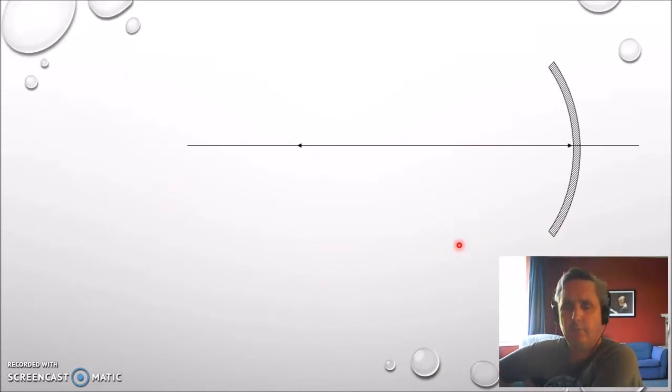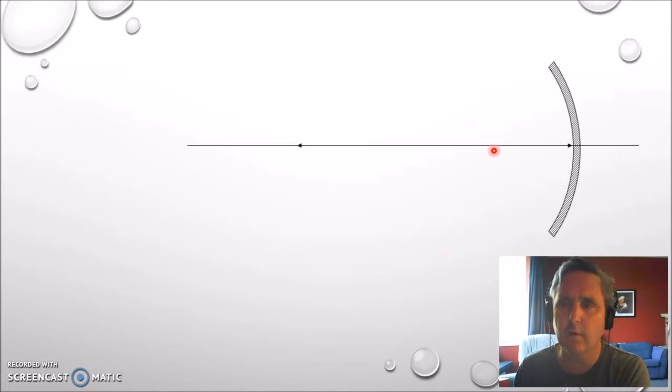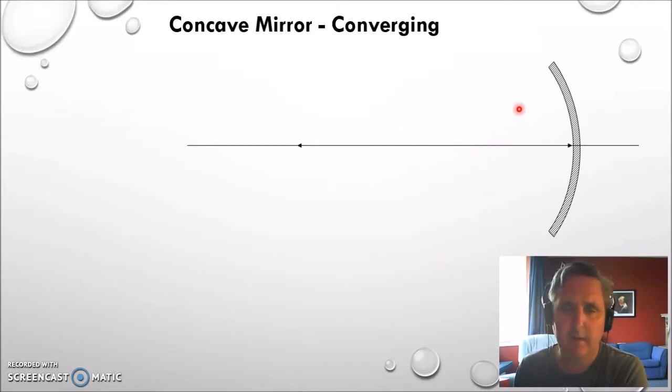So this first curved mirror we're going to look at is called a concave curved mirror. We can remember that this is a concave mirror because the inside of this mirror, which the light is going to reflect against, is a cave shape.